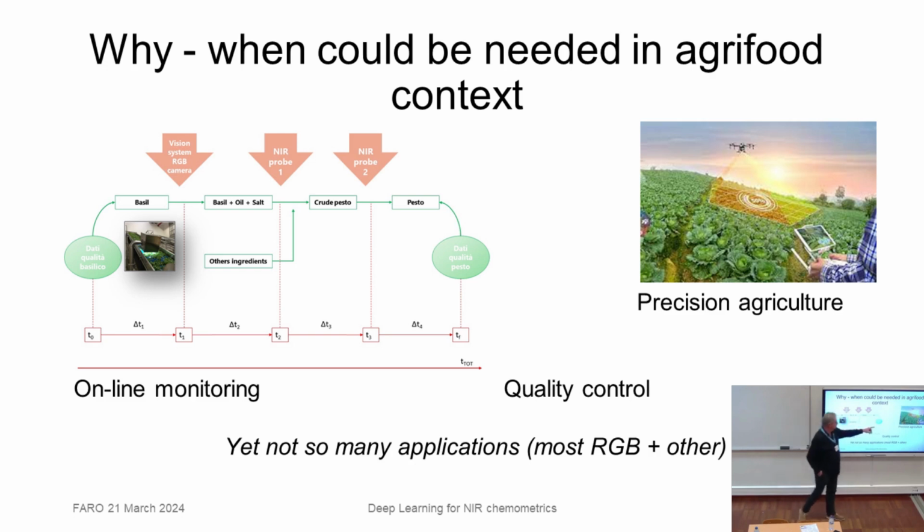Also in precision agriculture, for example, there are a lot of imaging from drone or machine, embedded in machine, and also spectra measurement or other sensors that can be fused in order to characterize zones in the crops, etc. But actually, there are not yet so many applications, and most of the applications are based on RGB image plus other sensors. Okay.